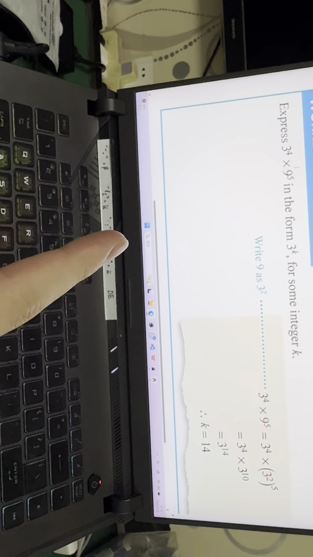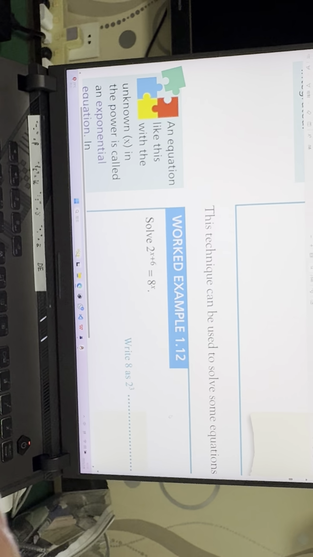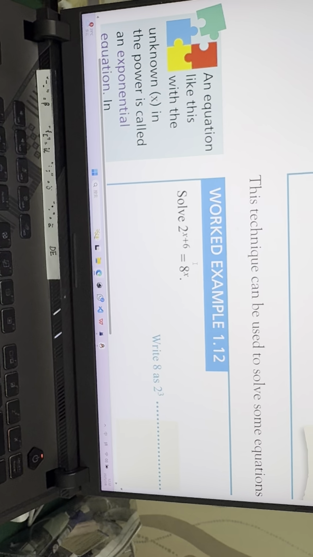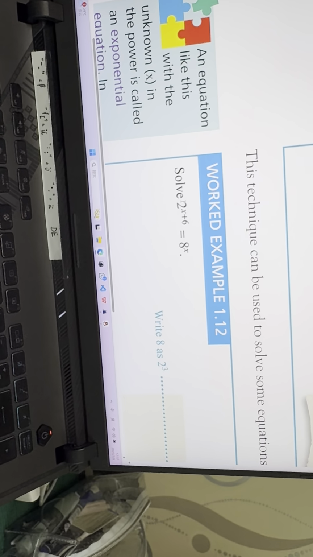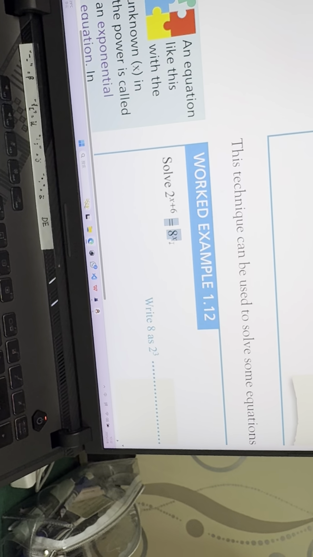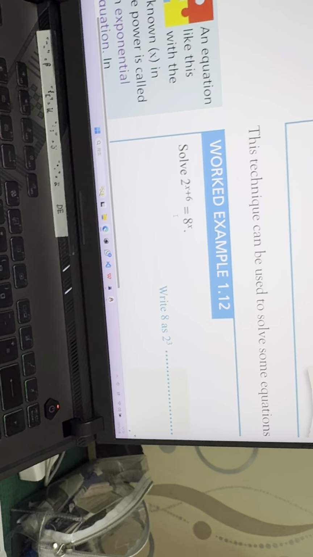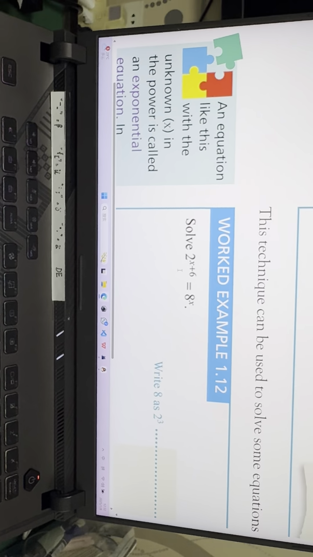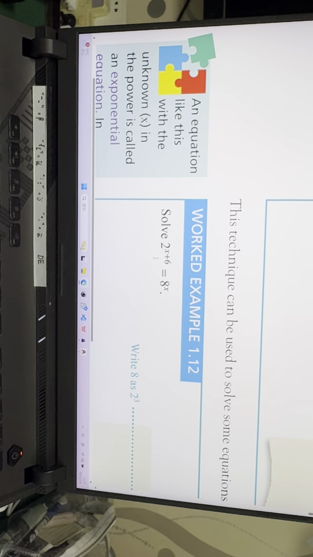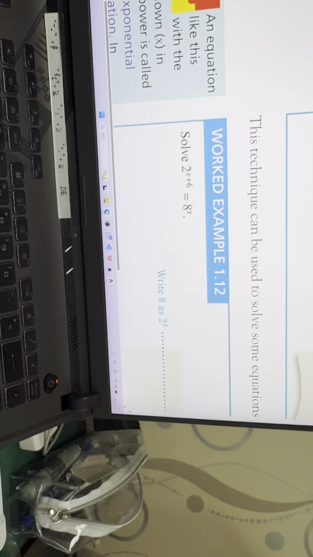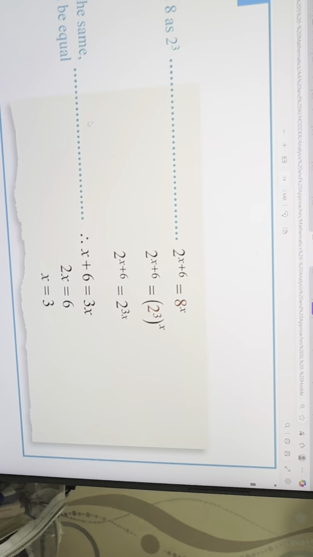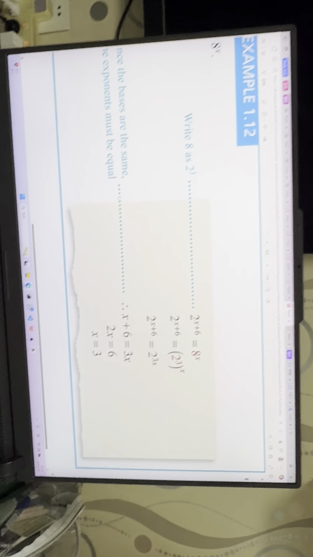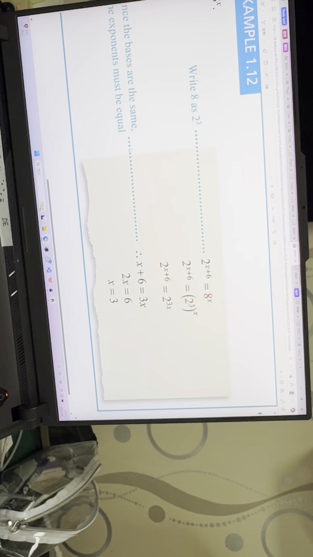Oh, and here is an equation. We have the same method. The base of the left side is 2, and the base of the right side is 8. So we can write 8 as 2 to the power of 3. So here, guys, we remember this method. It's really useful. Also, it shows something.